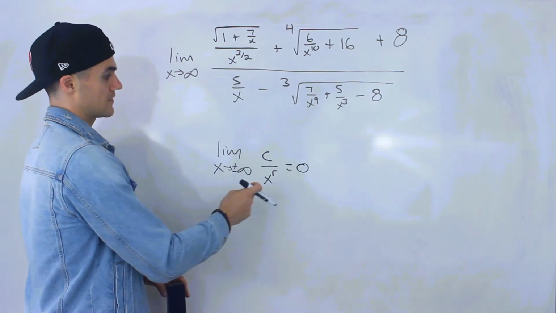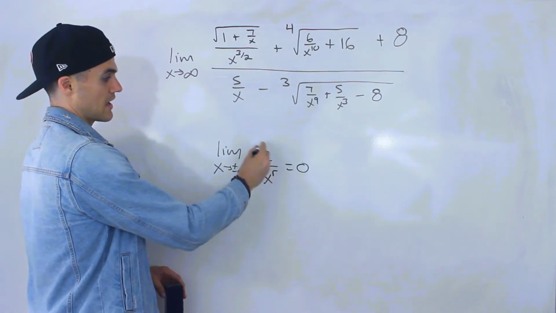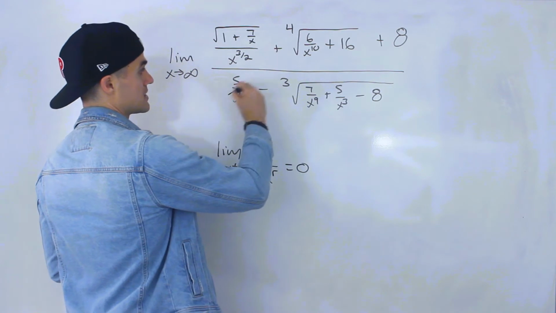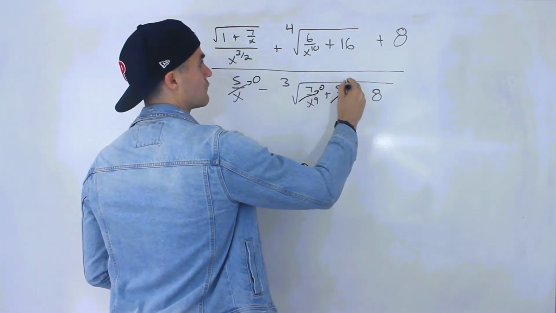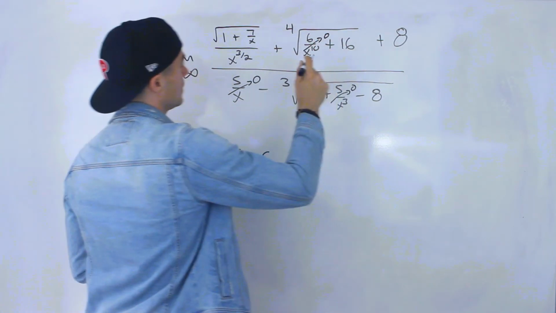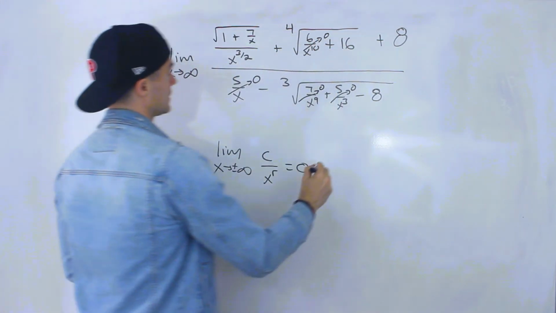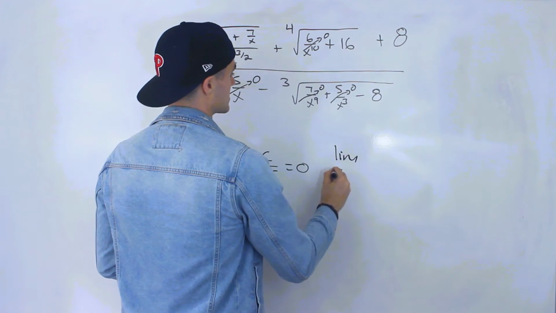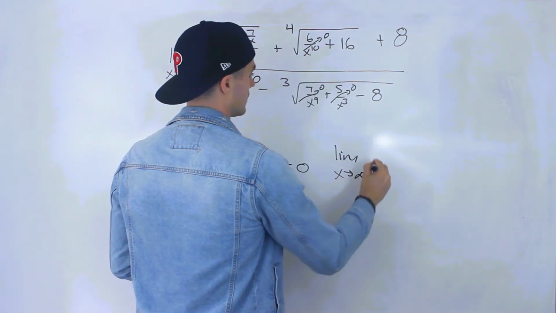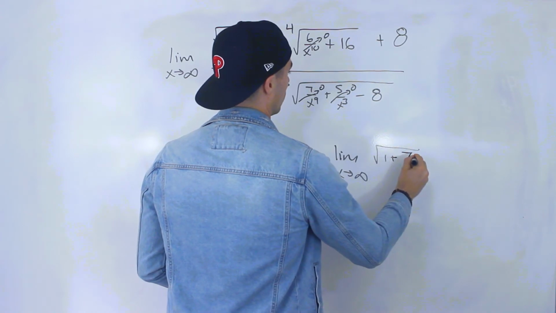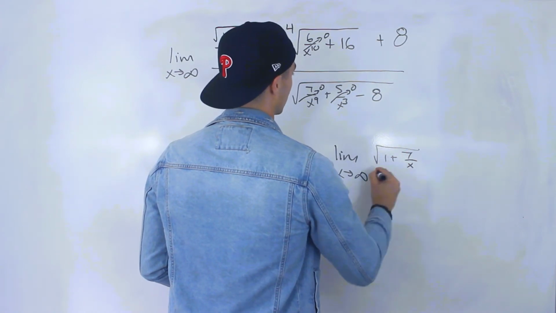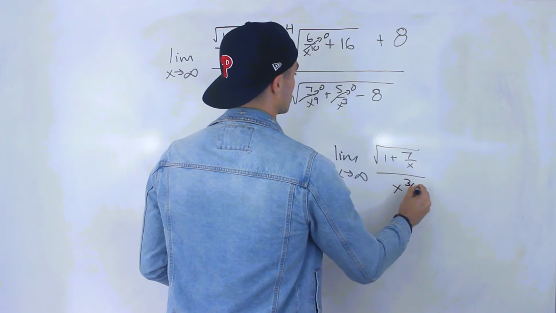So notice that there's a bunch of expressions that are in this format. Notice this is in that format, this is in that format, this is in that format, this is in that format. What about this here? This one's kind of unique. So we've got the limit as x approaches infinity. I'm going to kind of do this one on the side by itself. 1 plus 7 over x to the power 3 over 2.